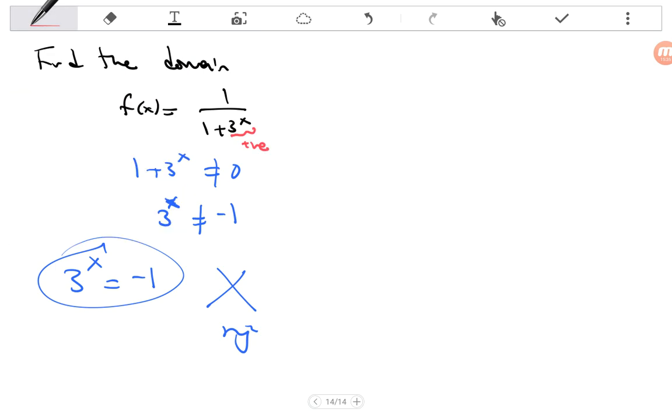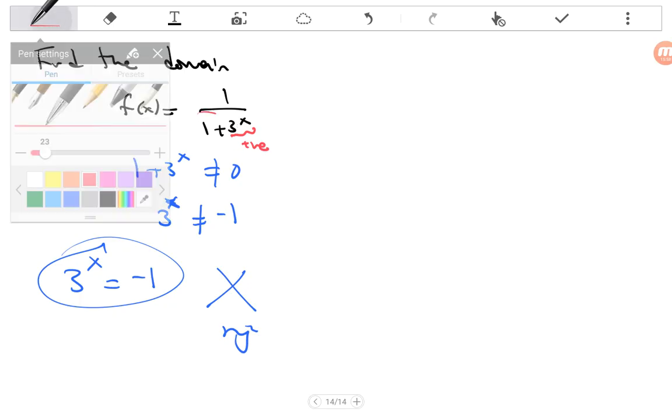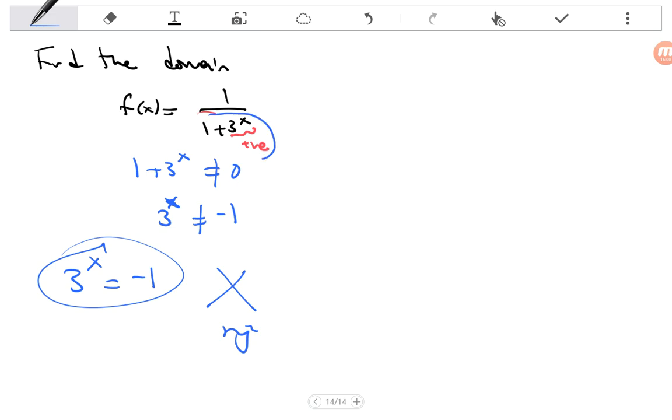An exponential function in general always has a positive value. It is just like x squared, it is just like root x, but we exclude the 0 from the range. So when we add a positive value to 1, that value will never be equal to 0. So logically, that denominator will never be 0. So that's why we say that the domain in this case will just be R.